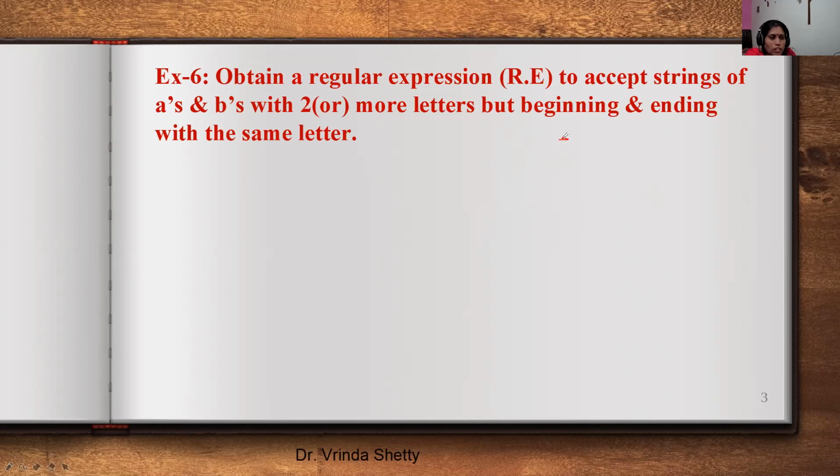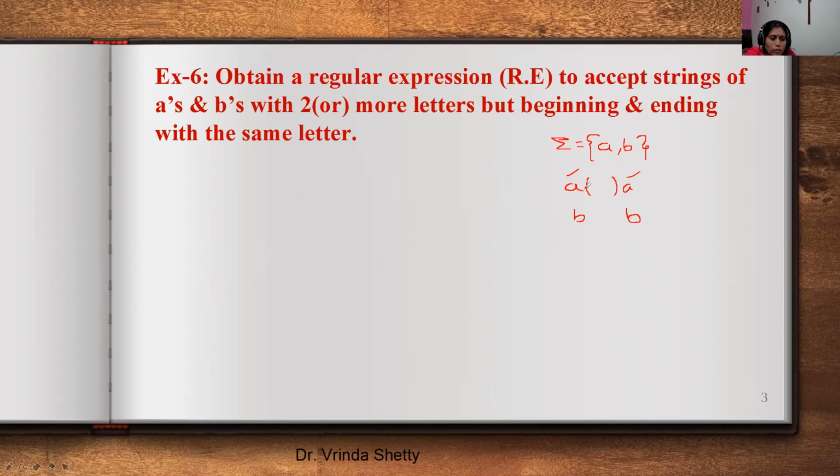Say the input alphabet sigma we have, sigma is equal to A comma B, right? Now, if it is starting with an A, it should end with an A, beginning and ending with the same characters. If it is starting with B, it should end with a B. Two or more letters means, see, this is one letter, this is another letter. So minimum two letters we have got. In between, it can have any number of A's and B's.